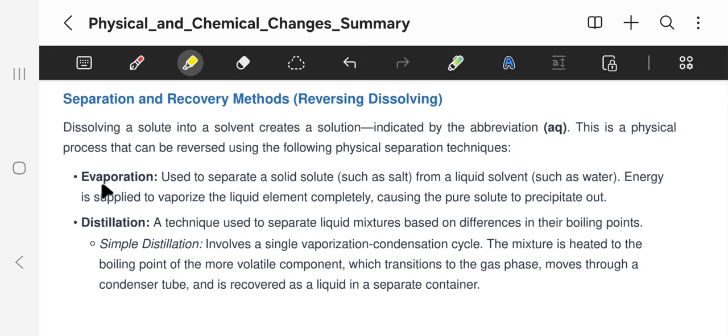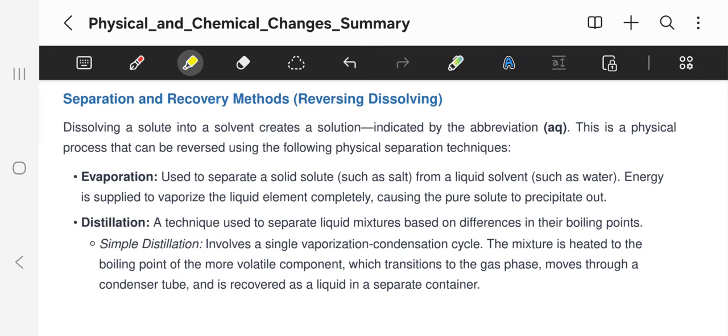And the first separation technique is evaporation. So when we use evaporation, we use it to separate a solid solute such as salt from a liquid solvent such as water. Energy is supplied to vaporize the liquid element completely, causing the pure solute to precipitate out.